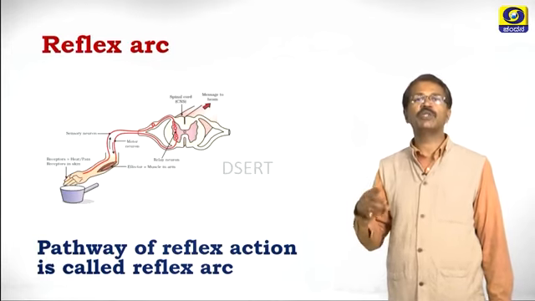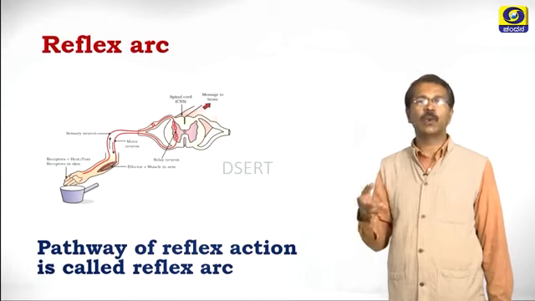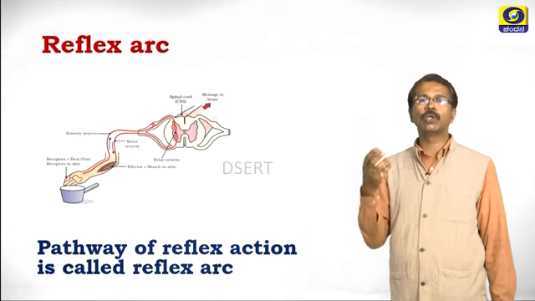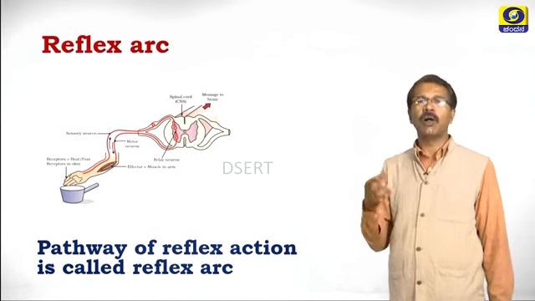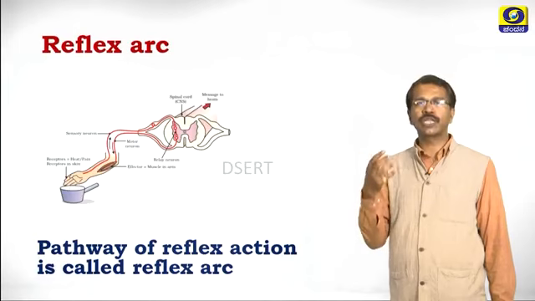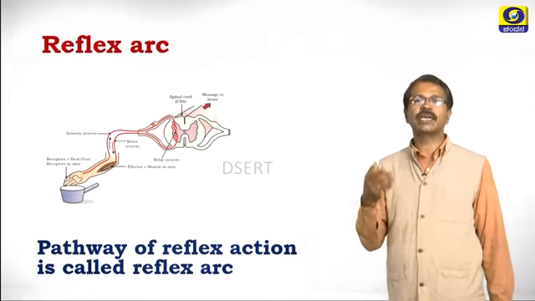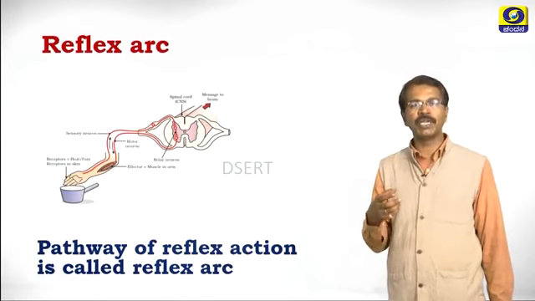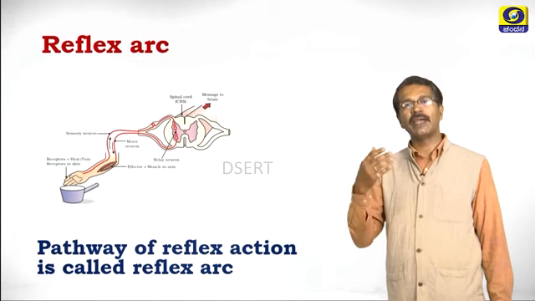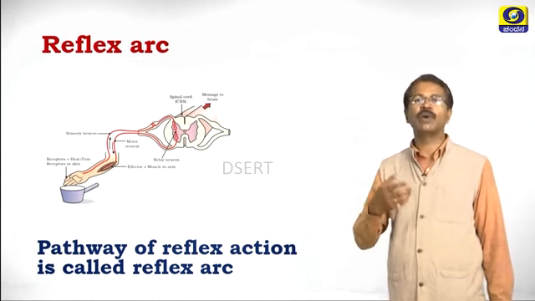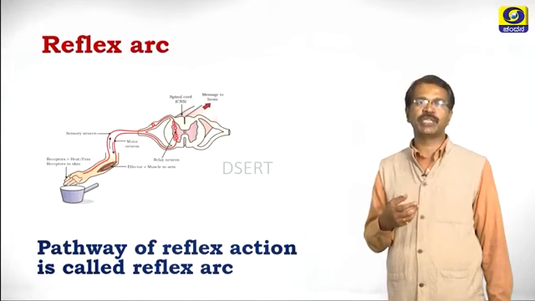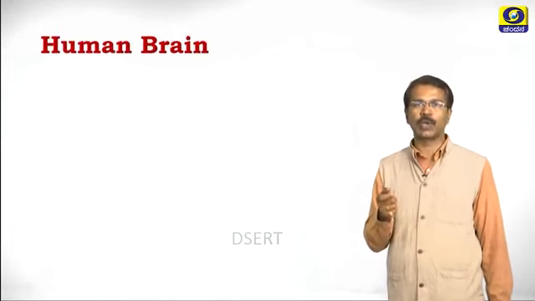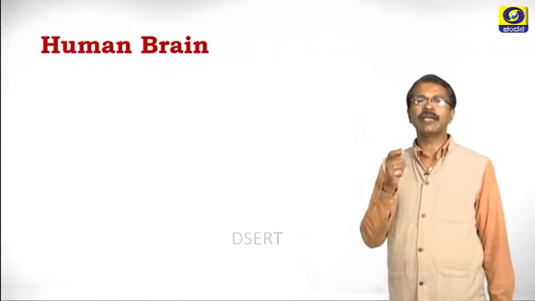All this occurs within a fraction of a second. That is what we call a reflex action. Reflex action is a boon to the organism, because all organisms come to situations where they face many threats, during which this reflex action enables the body to give an immediate response, and it makes the body survive such emergency situations. The pathway we call reflex arc. Hope you understood, students. Now come to the human brain.